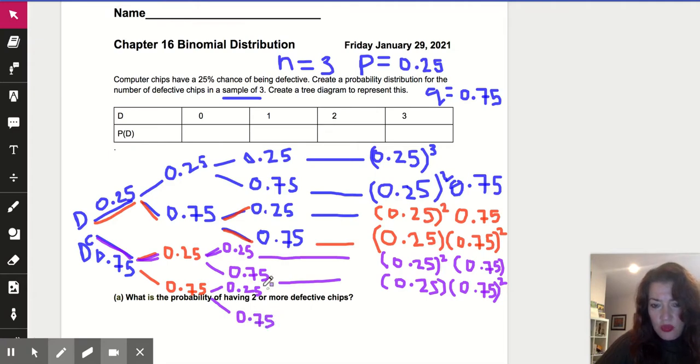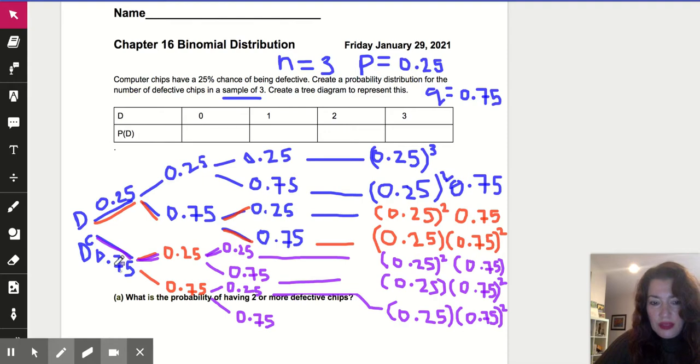So writing two more of these probabilities, this one right here, you can see that it's 0.75 times 0.75 times 0.25. So again, it is 0.25 times 0.75 squared. I'm always writing my 0.25 first just to keep it organized. And then from here, we can fill in our probability model.